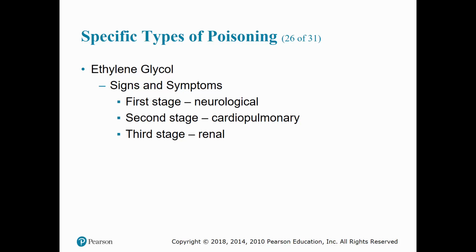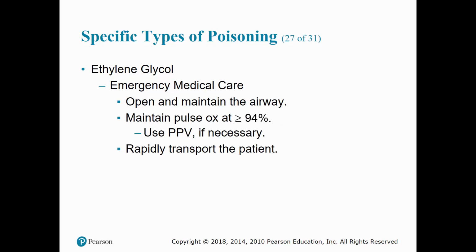If we reach the third stage, now we've affected the renal system, so the patient will have little to no urine production, pain within the flanks, as well as bloody urine. The emergency medical care for ethylene glycol poisoning is primarily supportive. However, administration of ethyl or drinking alcohol should be considered. Be prepared to manage seizures as well as respiratory arrest.